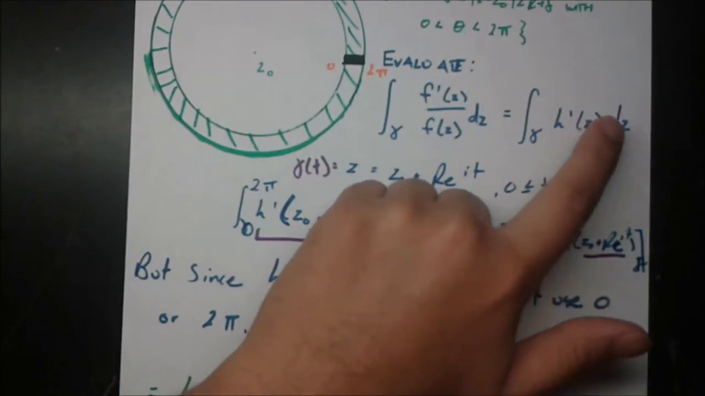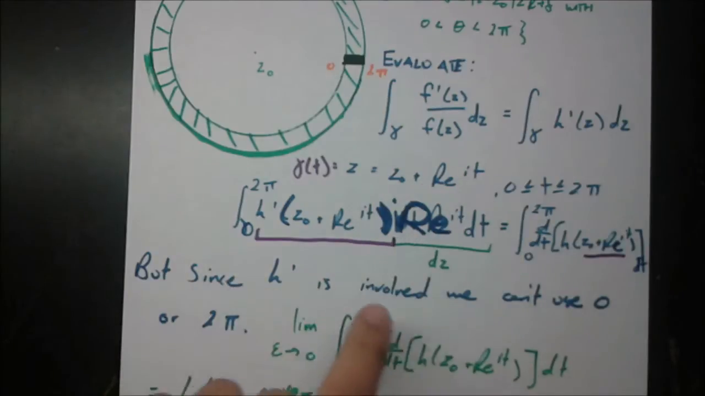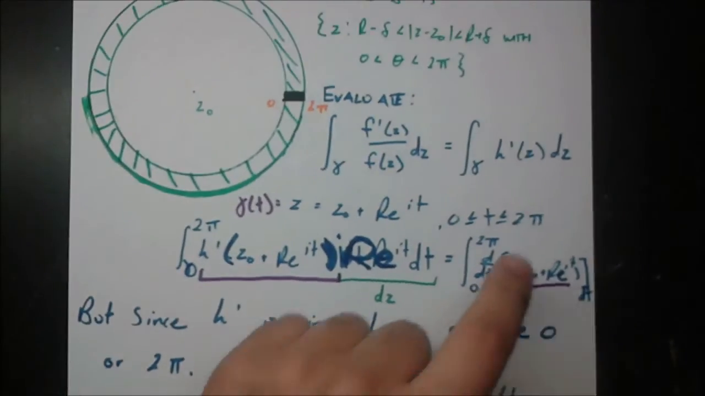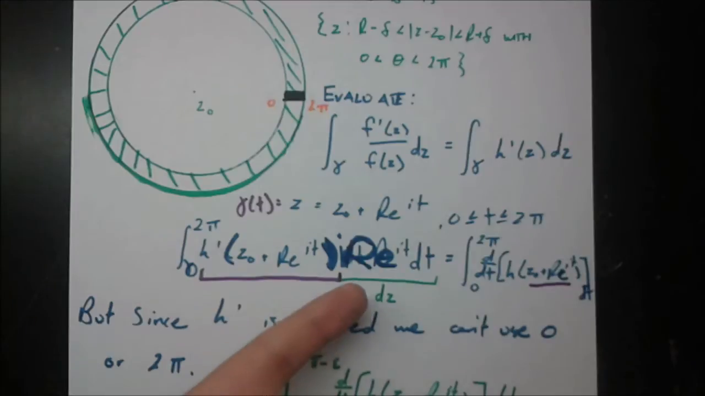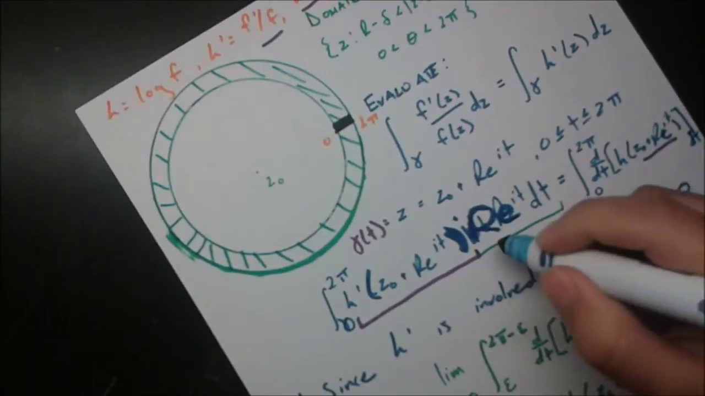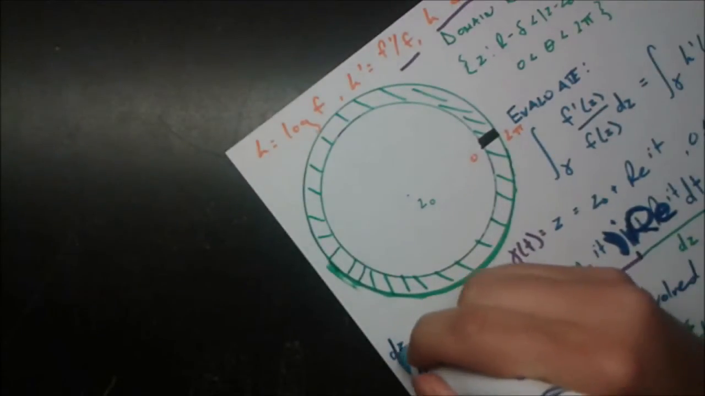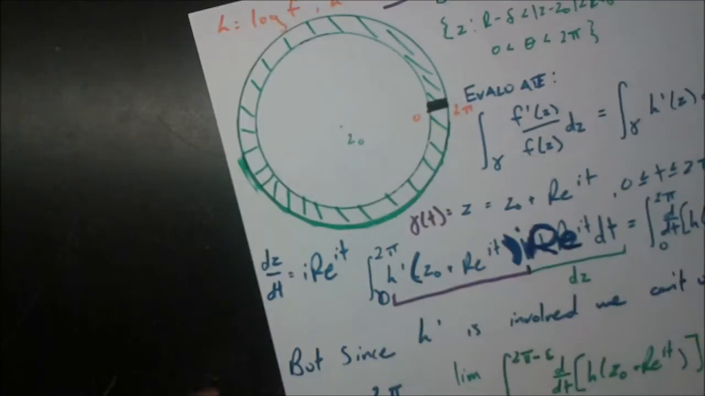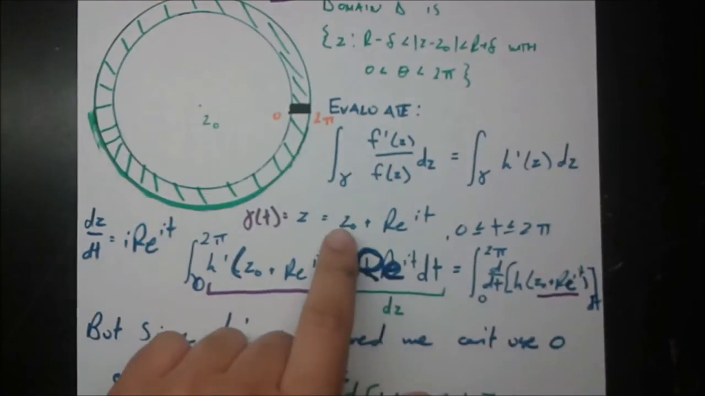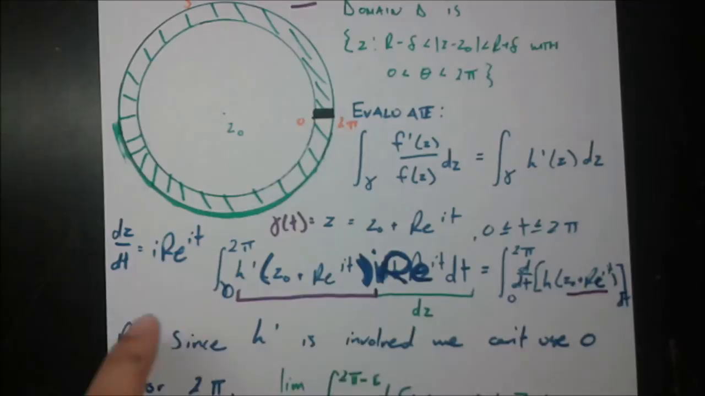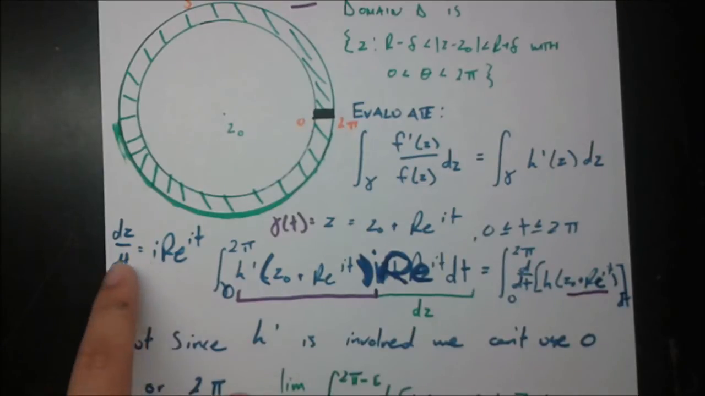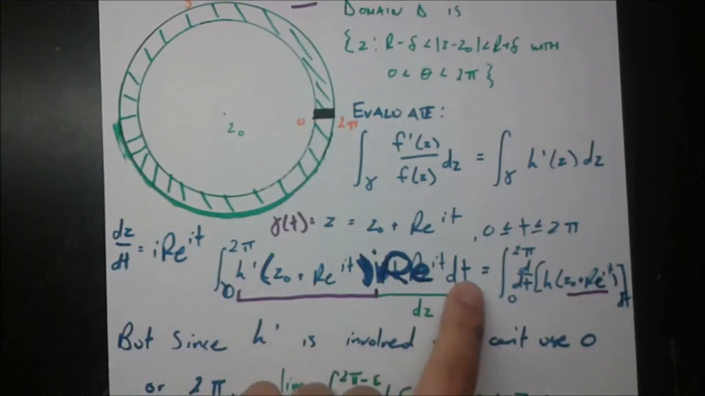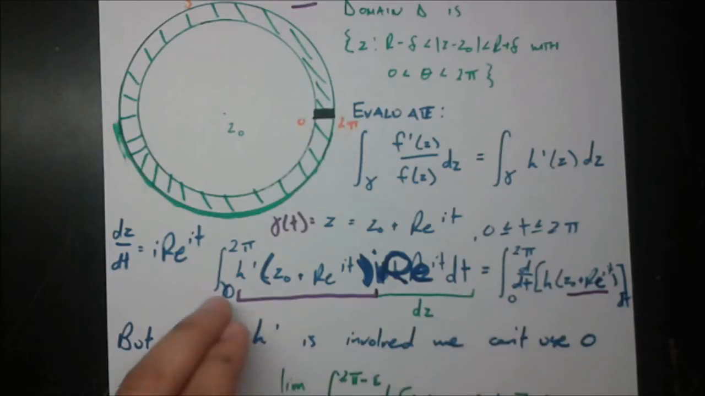So h prime of z, and for this z, we'll plug in z naught plus r e to the it, which I've done right here. And then we need to put dz, and dz is going to be replaced with ir e to the it dt. Okay, I know it's messy, so let me just write what dz is. So we have dz/dt equals ir e to the it. And that's exactly what we get just by taking the derivative of z with respect to t. Then if we want just dz, we would multiply by dt on both sides, and we would get this expression right here. So now we have an integral that's with respect to only t.